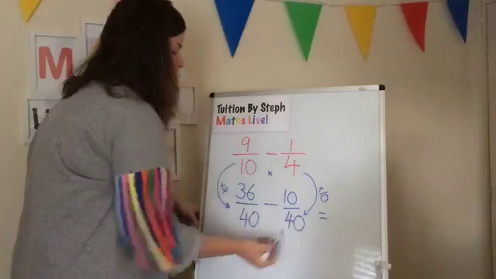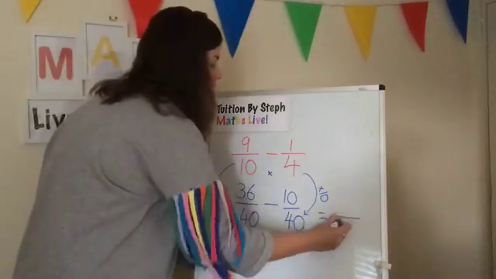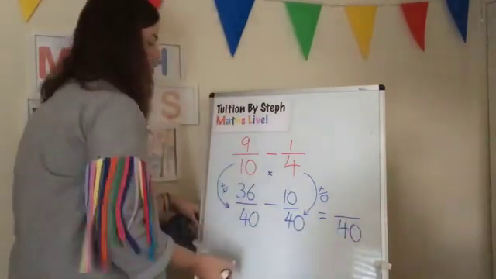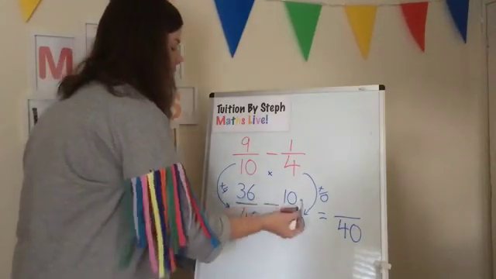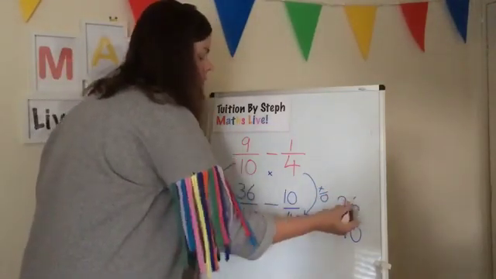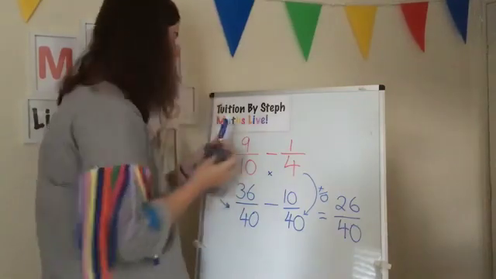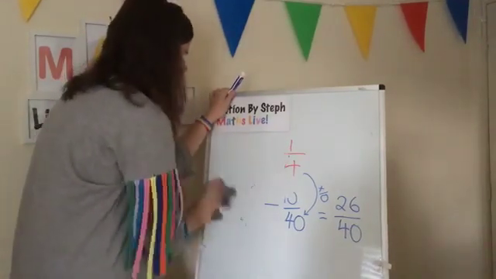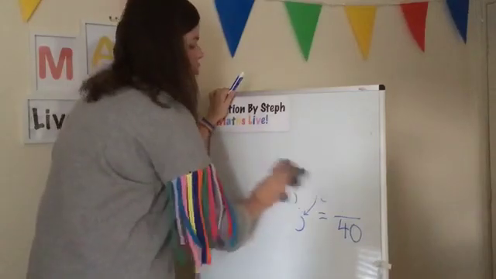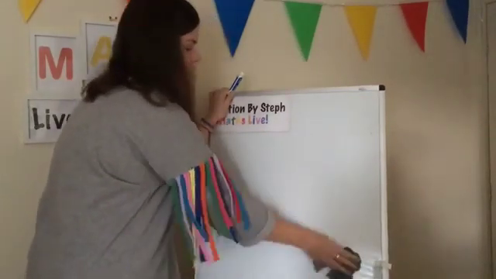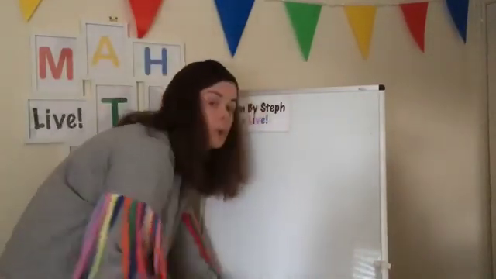Now we can complete the question. 36 over 40, subtract 10 over 40. 36, take away 10 is 26. Now, you could simplify that answer, but don't worry about that today, because we're focusing on the skill of adding and subtracting fractions when the denominators are not the same. I'll show you one more.